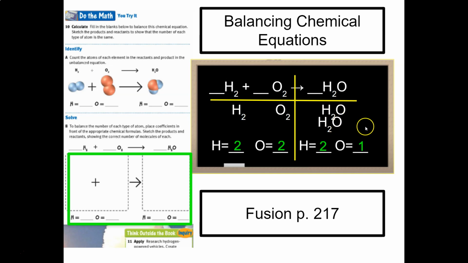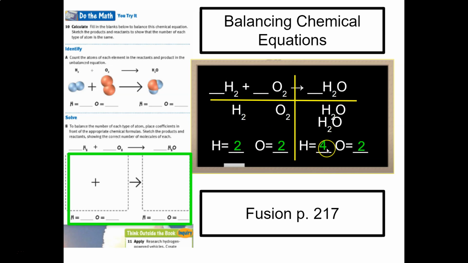Now I've added an oxygen, but I've also added some hydrogen. So we'll adjust our numbers. Now we have 4 hydrogen and 2 oxygen. Total of 6 atoms on this side. Only 4 on this side. How can it be fixed?